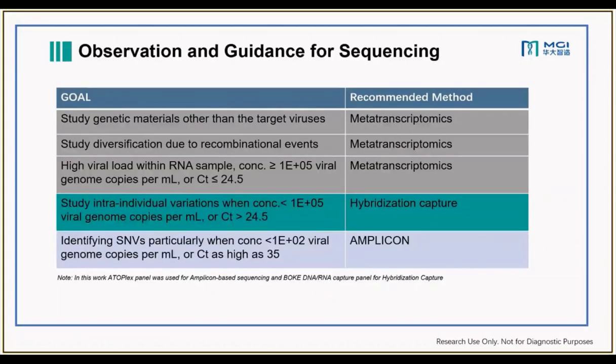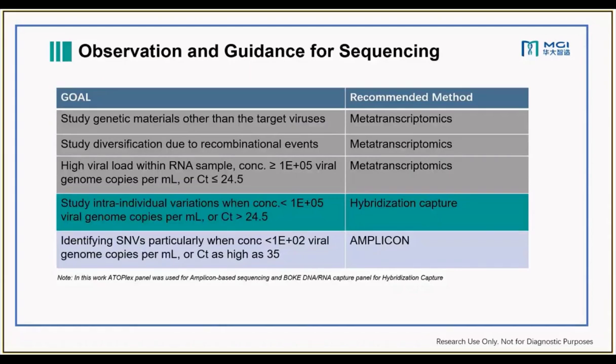The conclusion and the guidance from Min-Feng's work is really captured in this slide. Based on the work published, if the goal of the study is to study genetic materials in addition to the target viruses, metatranscriptomics is probably the better approach. If the goal is to study virus diversification due to recombination events, again, metatranscriptomics is probably a better approach. And if the viral load in RNA samples is higher than 1E5 copies per ml or CT value lower than 24.5, then metatranscriptomics is a better approach.